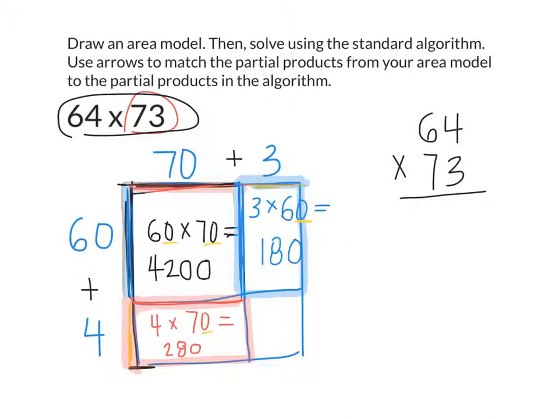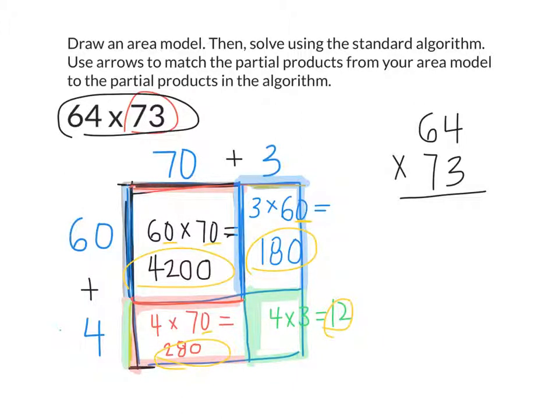Very nice. Last but not least, let's find the area of this last section down here. Well, what's the length? 4. What's the width? 3. I love it. It's just math facts. 4 times 3 is? 12. So now I know that there's 4 partial products now, right? There's 4,200, 180, 280, and 12.